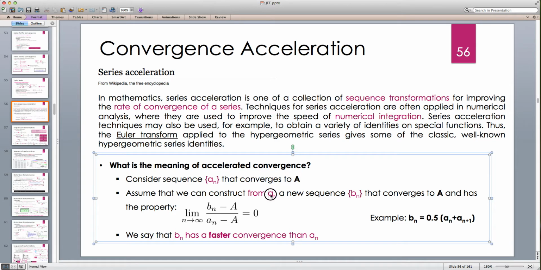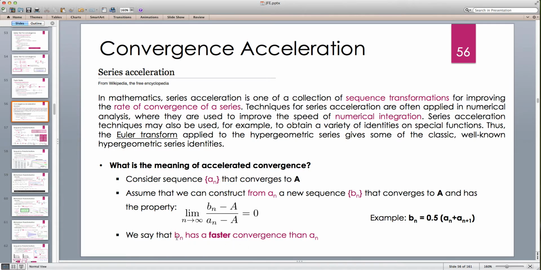And then we said that if somehow we could start from an and build another sequence bn that also converges to the same number, to the same limit, but also satisfies this condition, the limit of (bn minus a) over (an minus a) as n goes to infinity is 0, we say that we have transformed the sequence a into the sequence b such that b has a faster convergence than a. All right, remember, b and a are not the same, but they have the same limit.